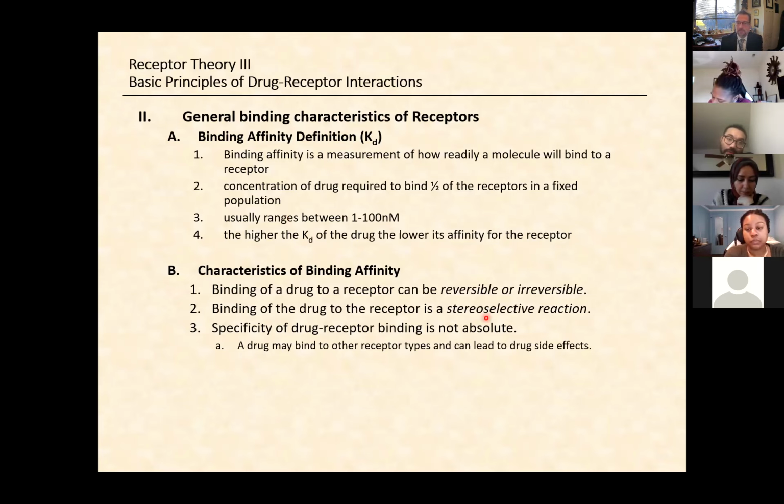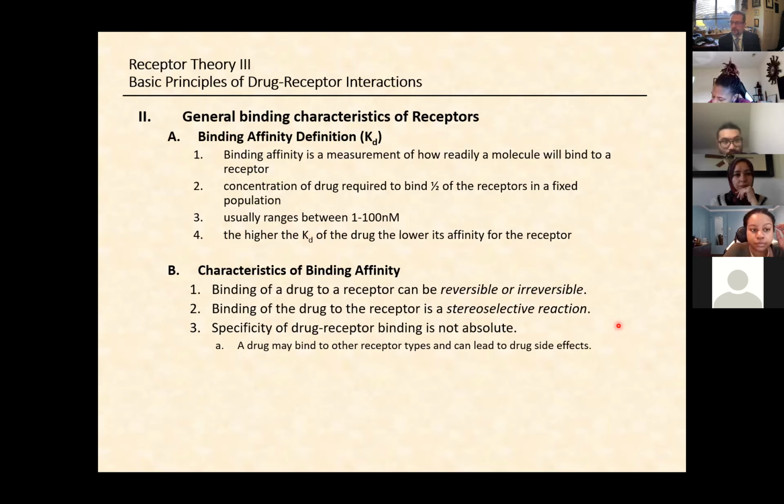Binding of the drug to the receptor is a stereoselective reaction, okay? And you'll remember this from last week when we talked about stereoselectivity as one of the characteristics of a ligand molecule or drug molecule, all right? If you have a drug that's produced as a racemic mixture, so you have two optical isomers in the formulation, only one of those optical isomers is going to bind to its target receptor. The other one won't, okay? Because of the orientation of the functional groups on that drug molecule.